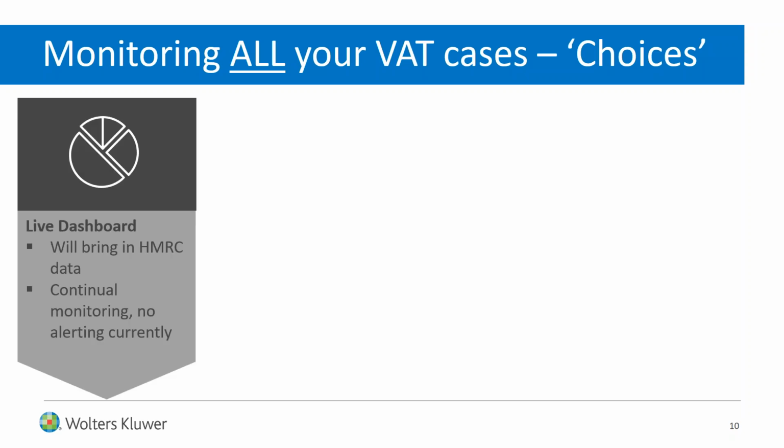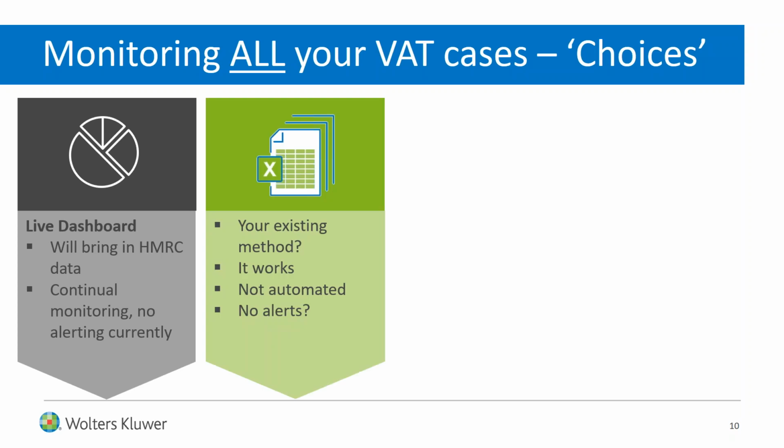So we've talked about the live dashboard that'll exist within CCH OneClick. That's going to bring in HMRC data continually. There's no alert within that currently, but it's definitely something that we're looking into. So perhaps that's one way of monitoring VAT cases. Spreadsheets, like I mentioned, are possibly your existing method and it works. But it's not automated and there's no alert, and there's probably a lot of manual intervention that has to go on within there.